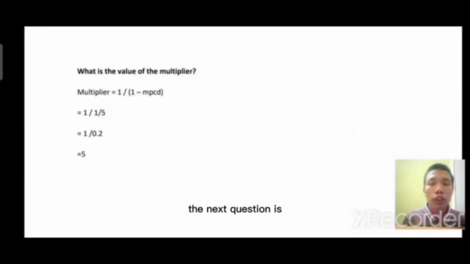The next question is, what is the value of the multiplier? Okay, the multiplier is 1 over 1 minus MPCD. So 1 minus MPCD is equal to 1 over 5. So 1 over 5 is equal to 0.2. So 1 over 0.2 and we get 5. So the multiplier is 5.